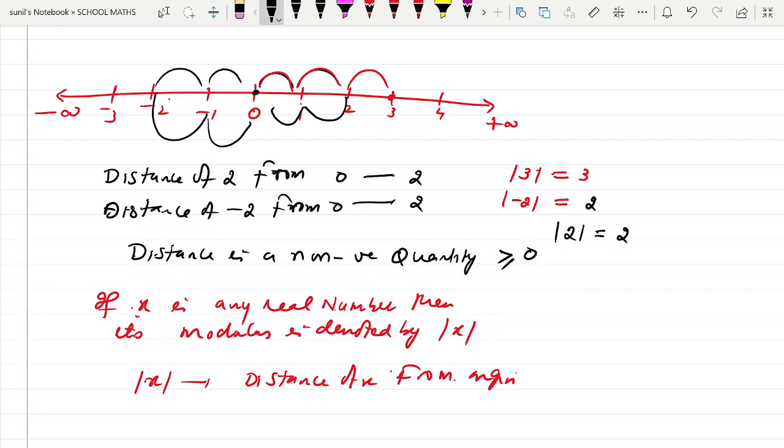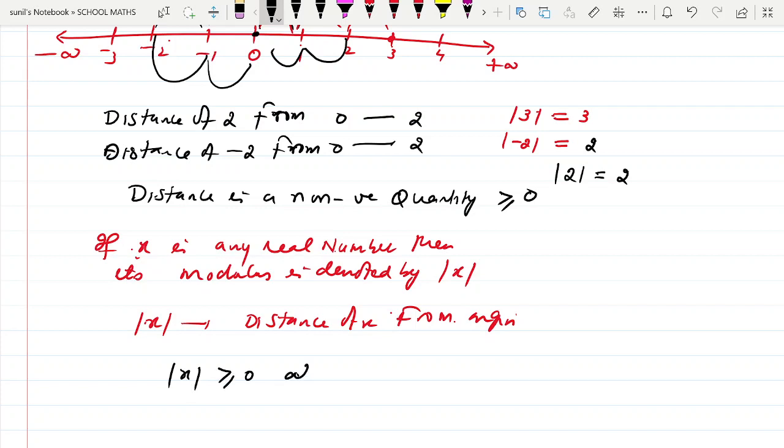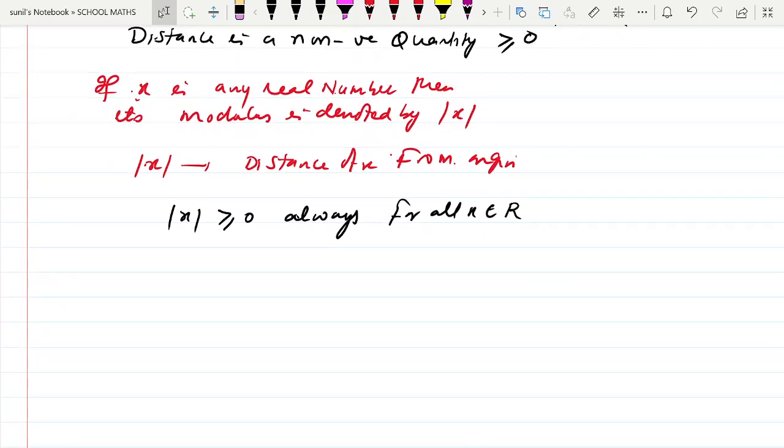Now what do you see in that? Whatever input I give, I get a non-negative number. So from this, can I conclude that mod x is always greater than or equal to 0? Always means for all x belonging to the real numbers. Now from this, certainly I can say that the minimum value of mod x is 0.